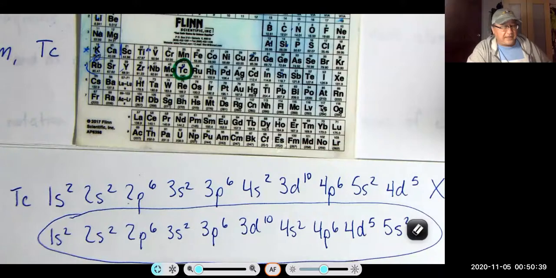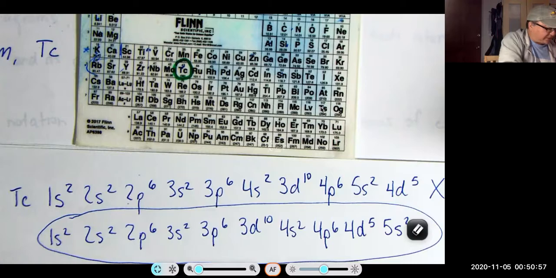So the rule is when you're getting these electron configurations of these transition elements, you're going to have to go ahead and follow that block notation and then rearrange. That's the best way to do it. Follow the block notation, then rearrange.